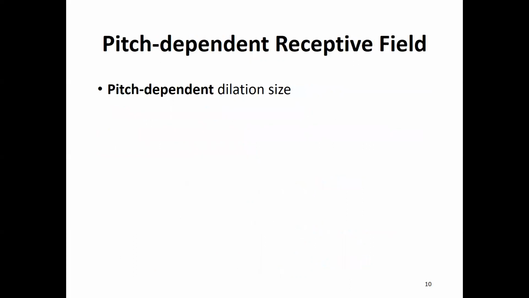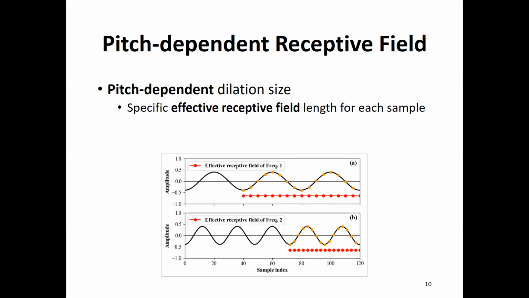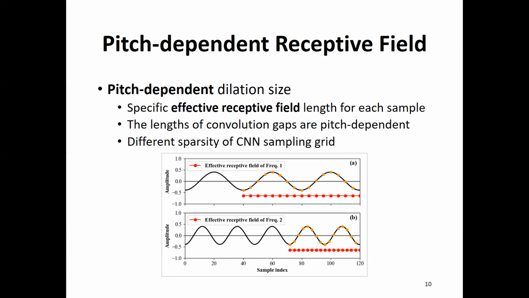With the pitch-dependent direction size, each sample has a specific effective receptive length corresponding to its pitch. For example, as shown in this figure, although signals A and B have different frequencies, by changing the sparsity of the CNN sampling grid, their effective receptive fields still contain the same number of cycles.